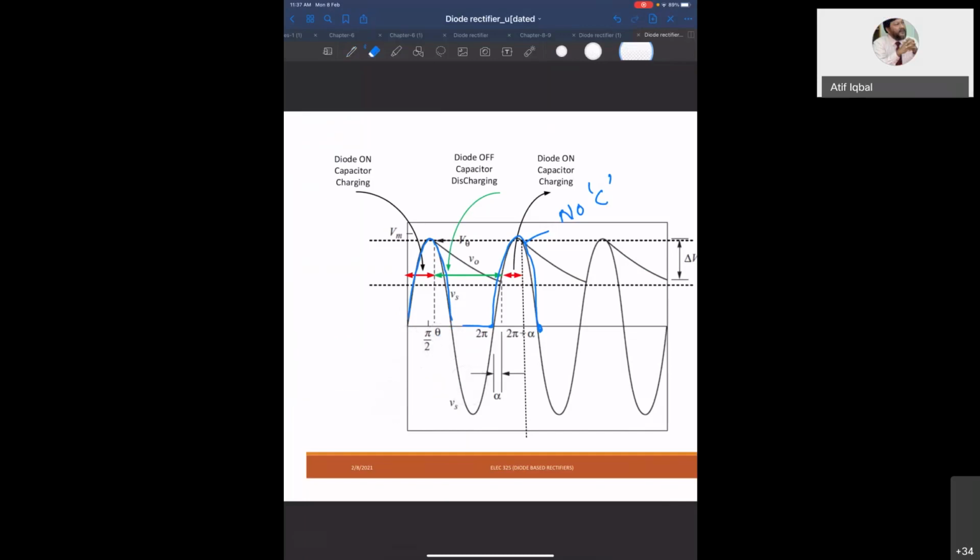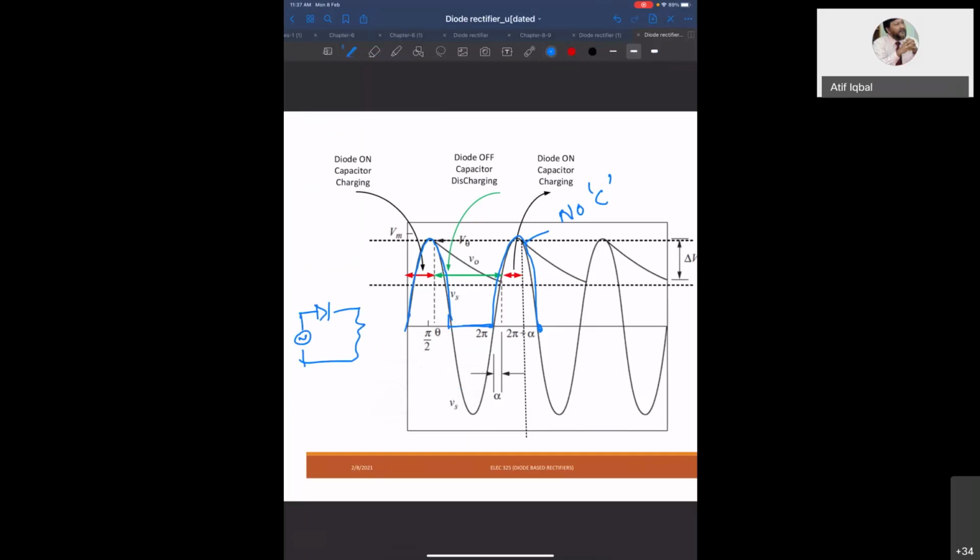Now, you see this I draw. This is the voltage across the resistance when you have a diode, a resistance and an AC source. So this is your output. Okay, you agree?